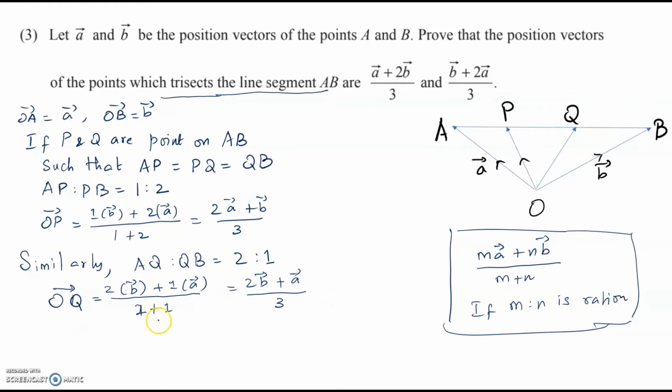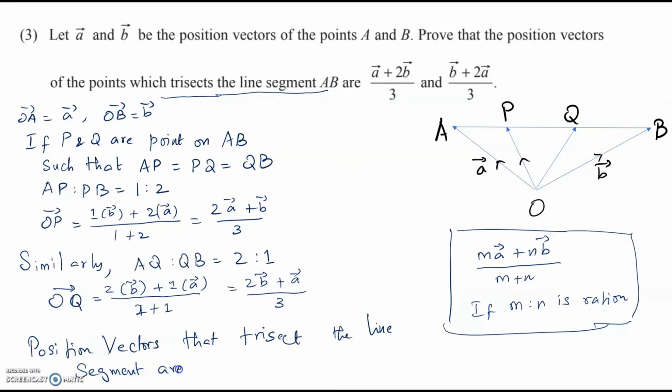So we have now proved that the position vectors of the points P and Q that trisect the line segment are 2A vector plus B vector divided by 3 and B vector plus 2A vector divided by 3. Hence our proof.